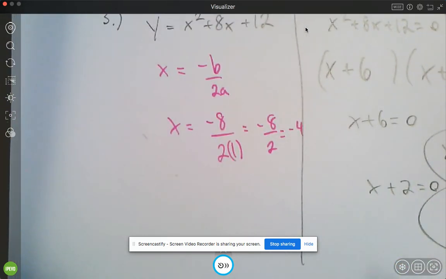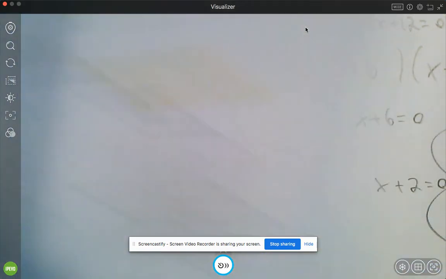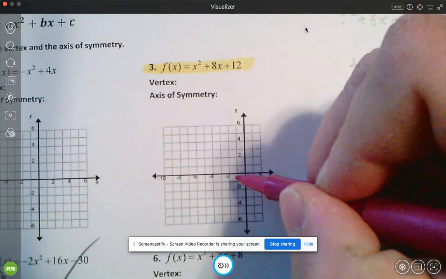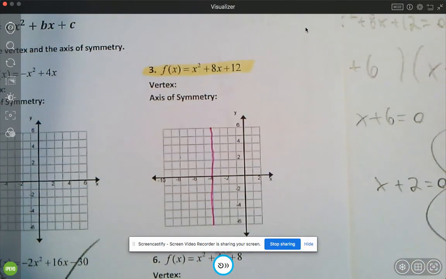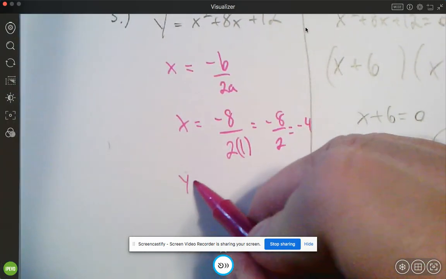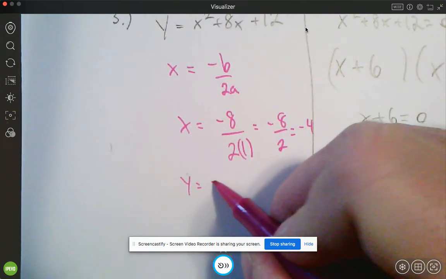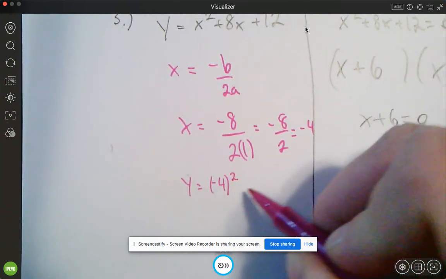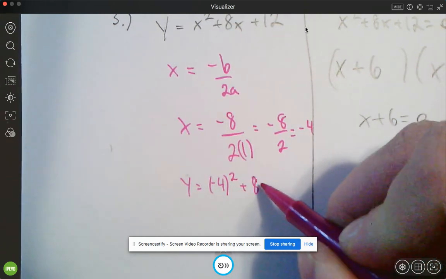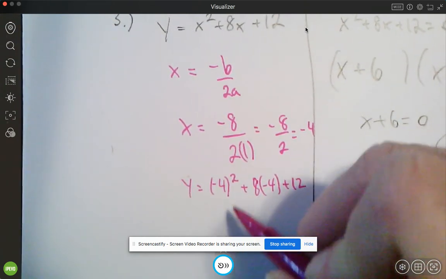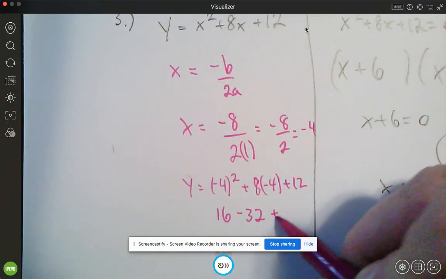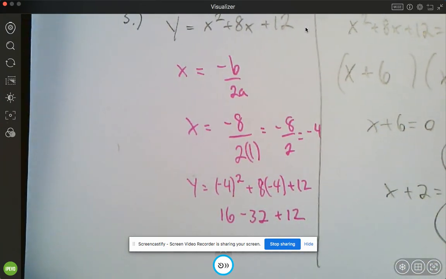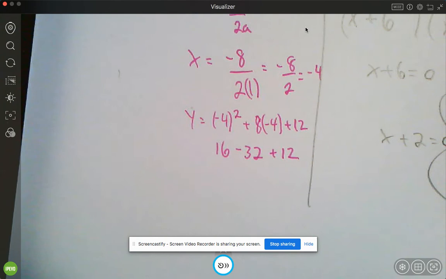I'm going to keep going from here to my graph. I'll just go to -4. This is number 3, 1, 2, 3. Bam, my line of symmetry is there. I need to get my y value so I know my vertex. So I'm going to plug in x equals -4 in there. So -4 squared plus 8 times -4 plus 12. This is going to be 16 minus 32 plus 12. And let me just grab my calculator to figure that out.